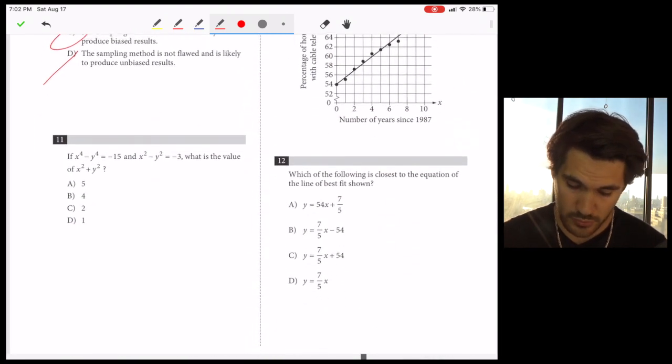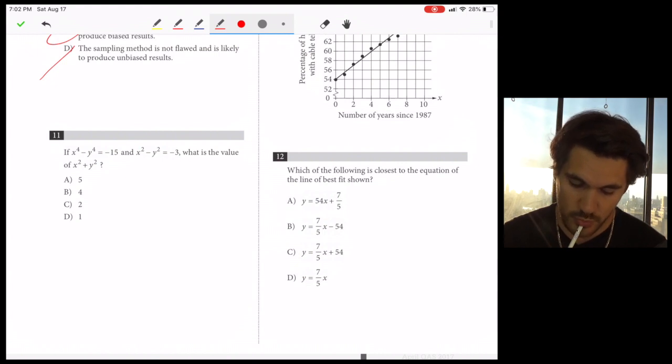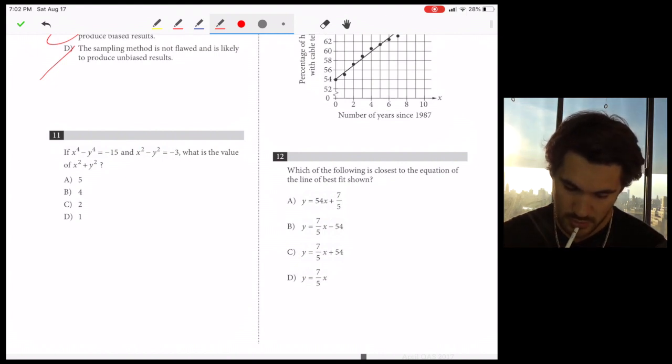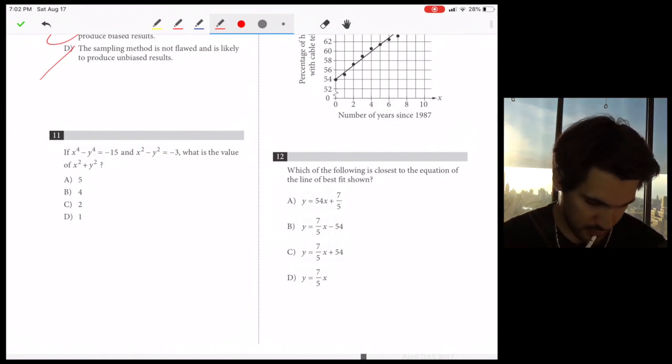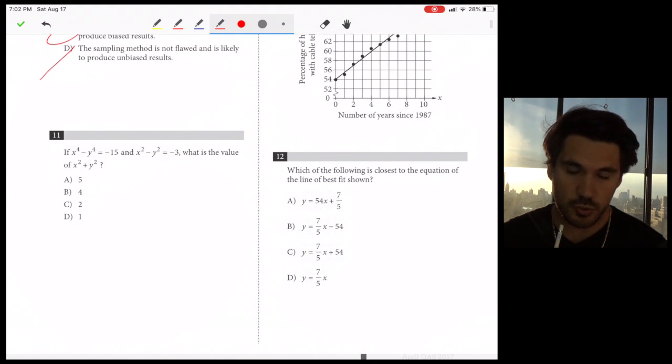Number 11. This is a fun one. If x squared minus y squared times x squared plus y squared, that is x to the fourth minus y to the fourth, equals negative 15, and x squared minus y squared equals negative 3, what is the value of x squared plus y squared? Beautiful. So a little easy shortcut here.